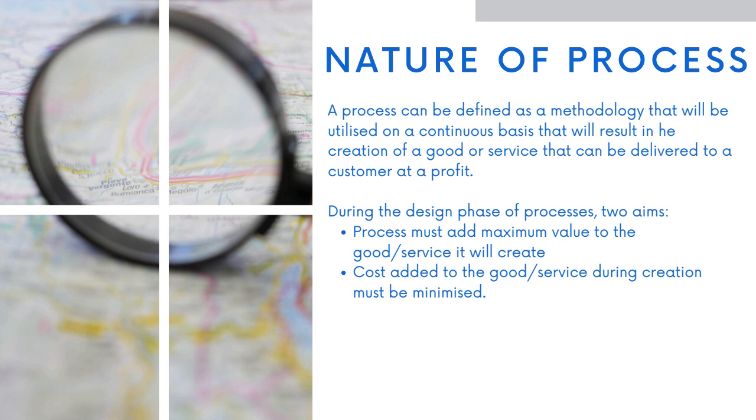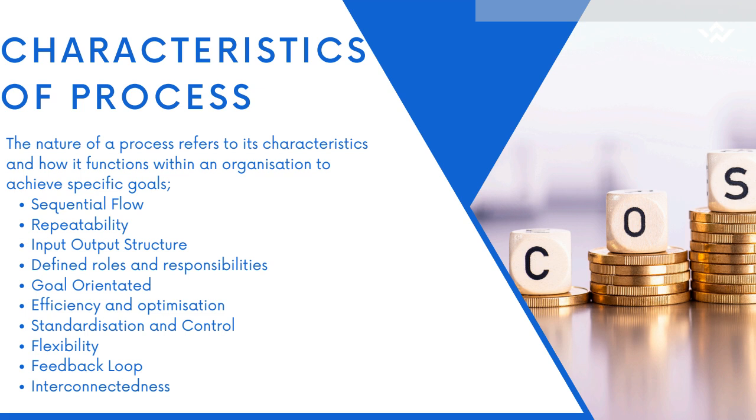Then we go on to characteristics of a process. So what features as part of the process? The nature of a process basically refers to its characteristics and how it functions within a specific organization to achieve specific goals. Some of the characteristics is sequential flow. A process follows a sequence of different steps, and every step builds on the previous step.